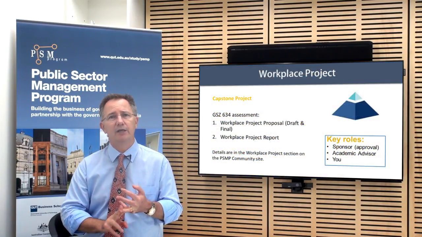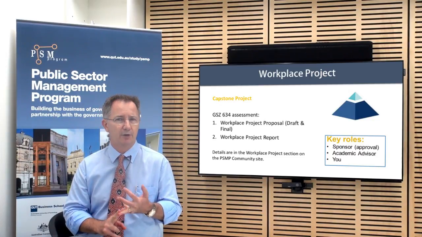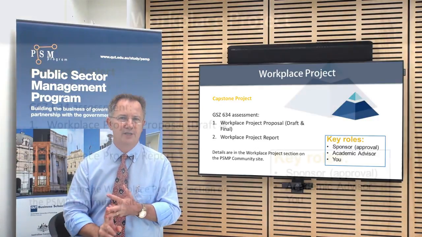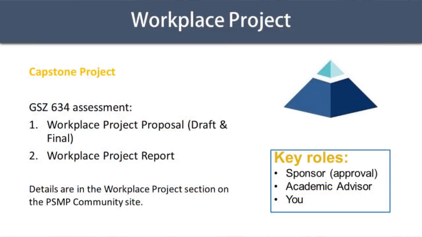There's a plan at the beginning of the workplace project where you set out your proposal, and we go through an iterative process there of a draft and then the formal assessment. And then towards the end of the unit, there's the actual workplace project report that you prepare, which outlines the findings and the conclusions and the recommendations that you've undertaken throughout your workplace project.